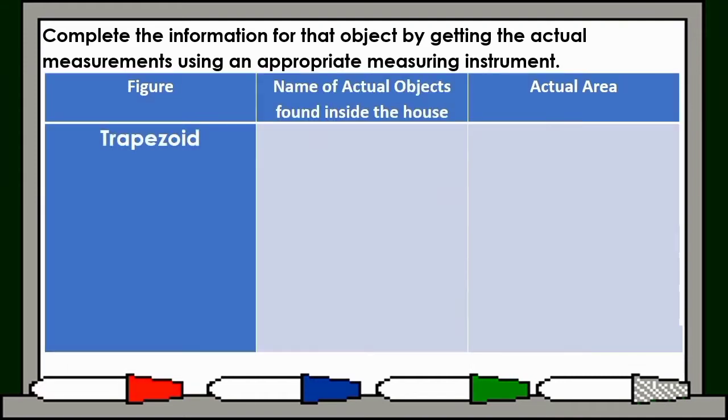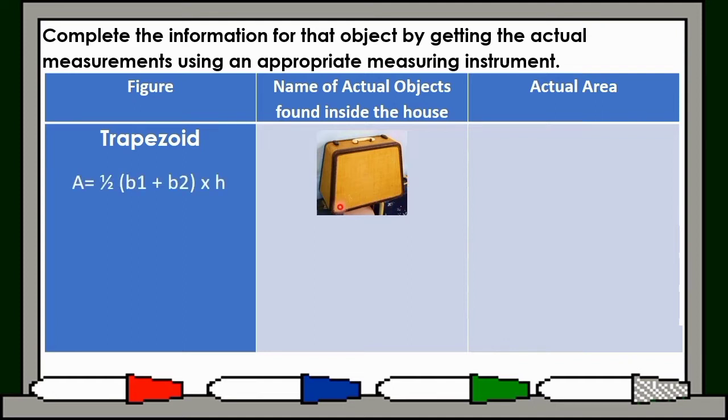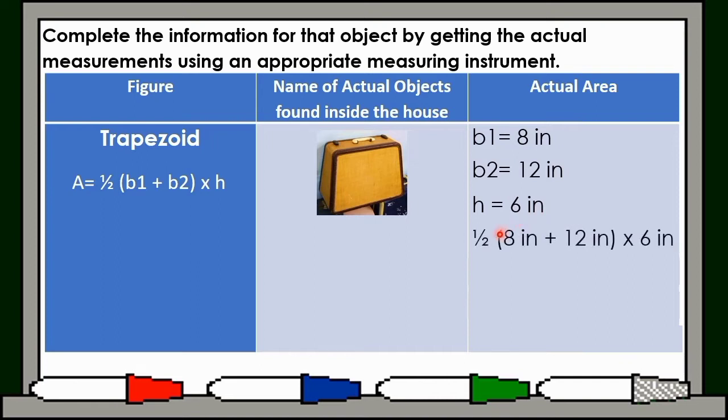Next is trapezoid. The actual object is this bag. Nasa shape siya ng trapezoid. So let's get the actual area. The formula in finding the area of a trapezoid is 1/2 (base 1 plus base 2) times height. So the actual area of this bag: base 1 is 8 inches, base 2 is 12 inches, height is 6 inches. Let us solve.